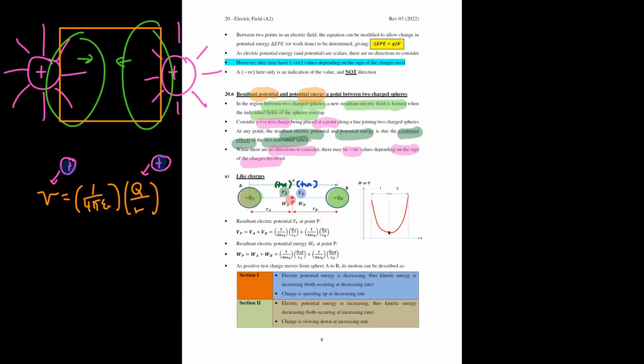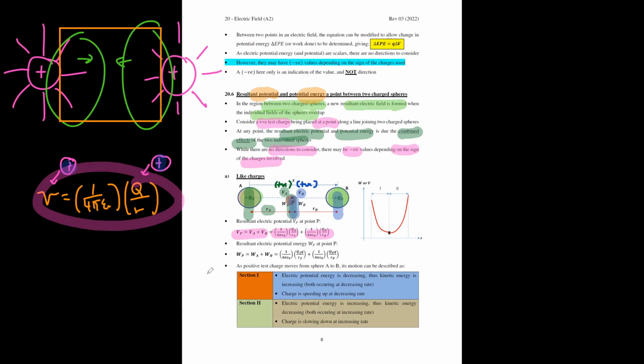So now VA and VB combined together will give you VP. VP is really just VA plus VB. There's no negative. All right. So then from there, if you expand it further using this equation, you will get 1 over 4 pi epsilon naught QA over RA plus 1 over 4 pi epsilon naught QB over RB. Just be careful about what your RA and your RB are. Your RA is the distance between your main charge A and the point considered. Your RB is the distance between your main charge B and the point considered.